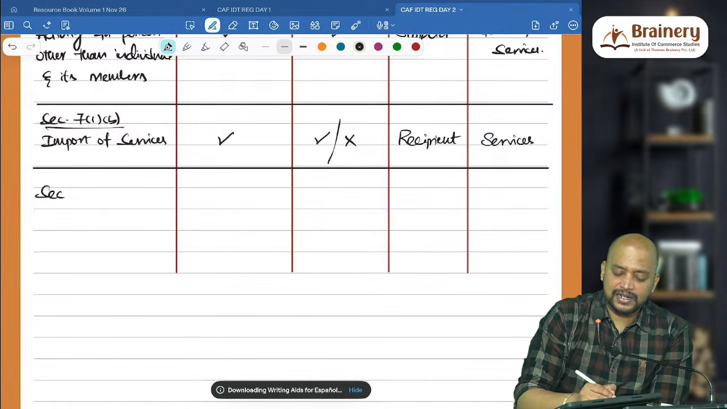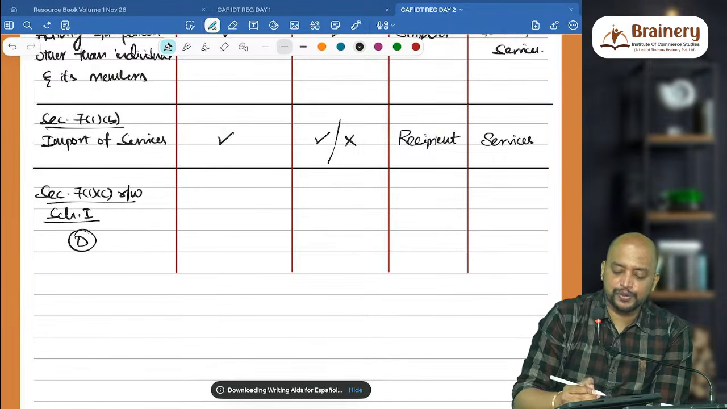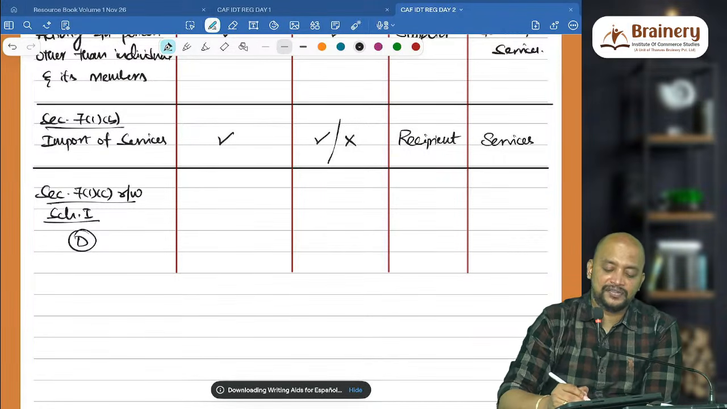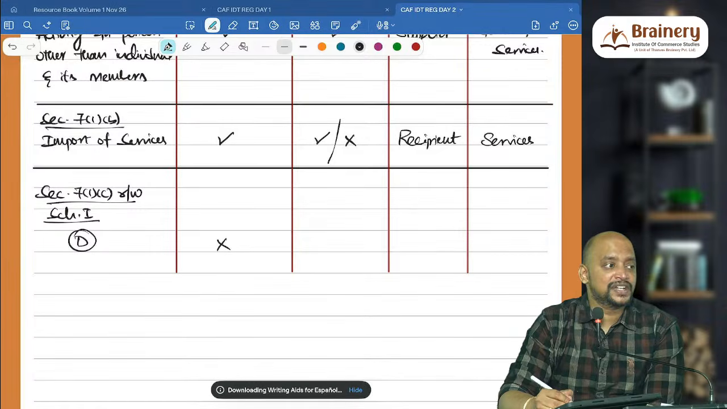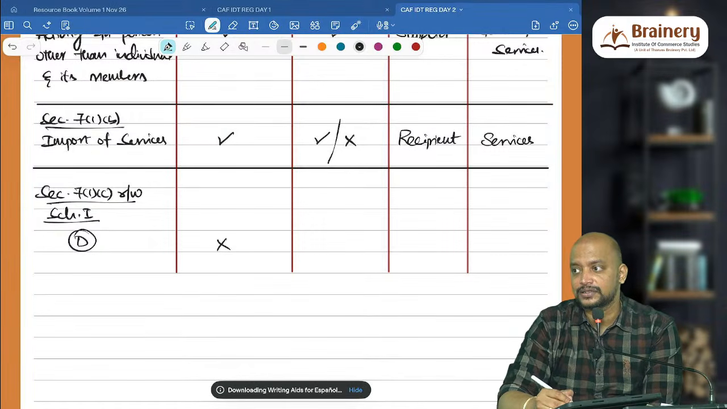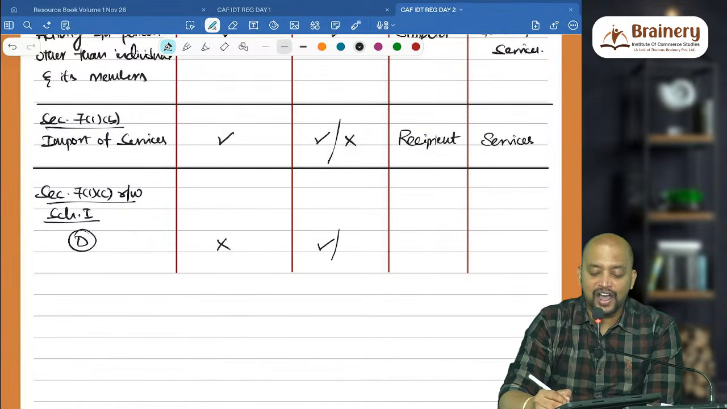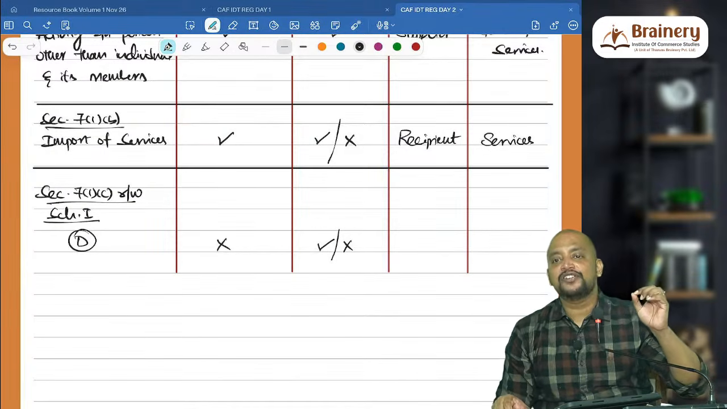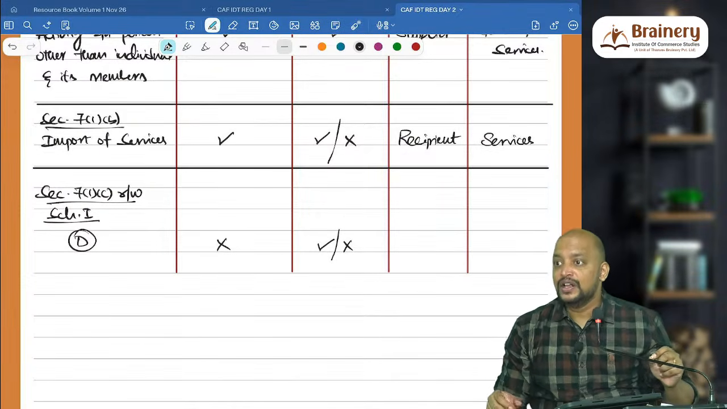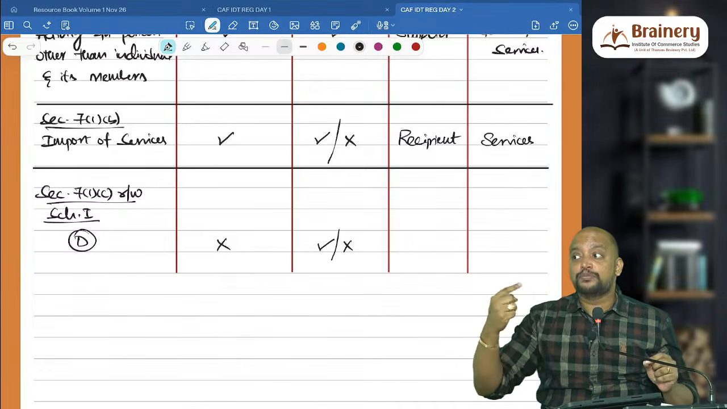Then 7.1c, read with schedule 1. We have D point, disposal of business asset on which ITC availed. Consideration, no. Course or furtherance of business, may or may not be. Very good. See, disposal of business asset is what they are telling. To whom or for what purpose is not given.